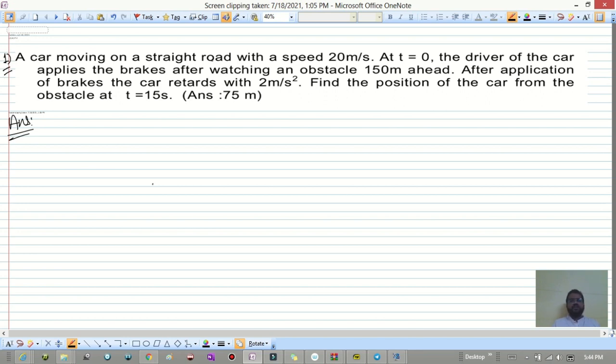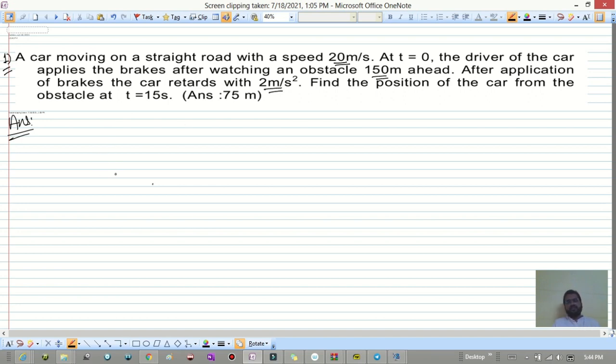A car moving on a straight road with a speed of 20 meter per second. At t equals 0, the driver of the car applies the brakes after watching an obstacle 150 meter ahead. After application of brakes, the car retards with 2 meter per second squared. Find the position of the car from the obstacle at t equals 15 seconds.